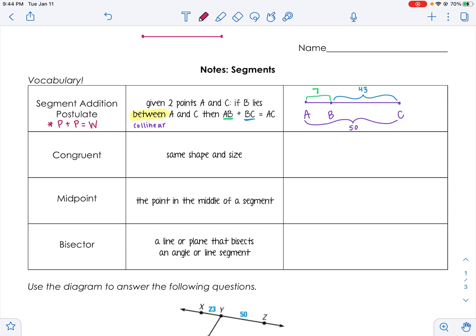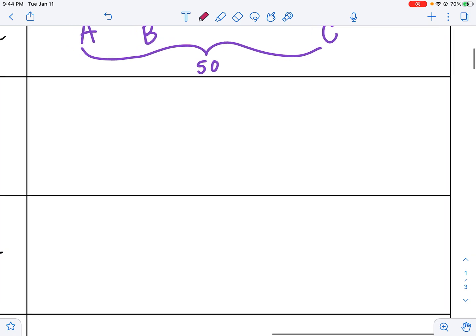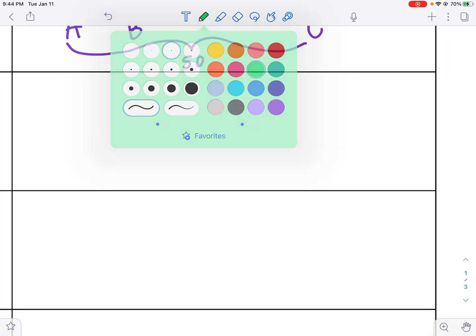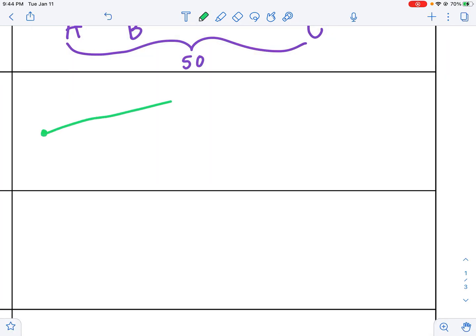Another important thing to know about segments is that if they're congruent, they should have the same shape and same size. And we'll put something on our picture to note that they're congruent. So if they're congruent, maybe you remember this from the other day, maybe not. If the segments are congruent, we'll put ticks on them to show that they have the same measure.